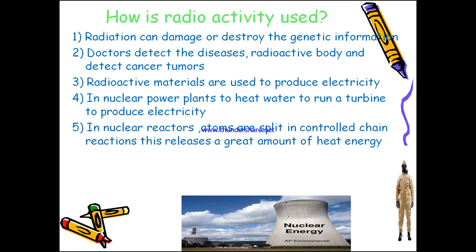In nuclear reactors, atoms are split in a controlled chain reaction. This releases a great amount of heat energy, so it must be controlled. How do we control this? By cooling. Without cooling, the nuclear reactor will be destroyed.